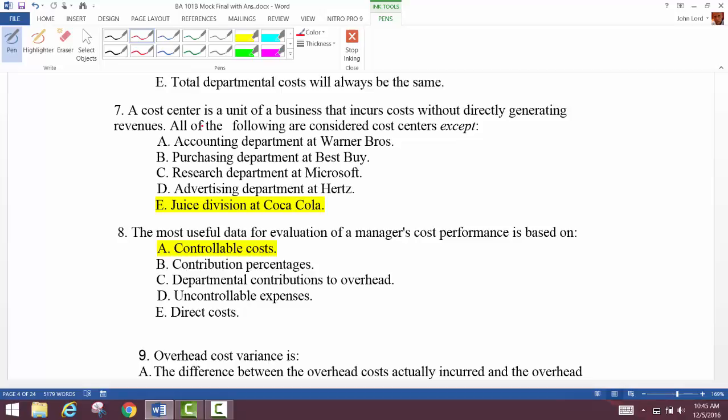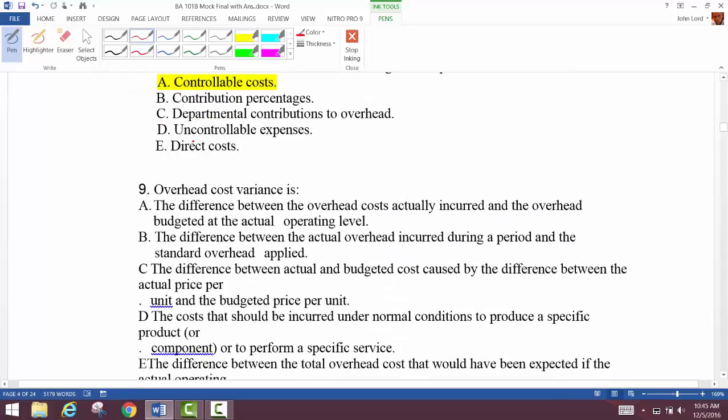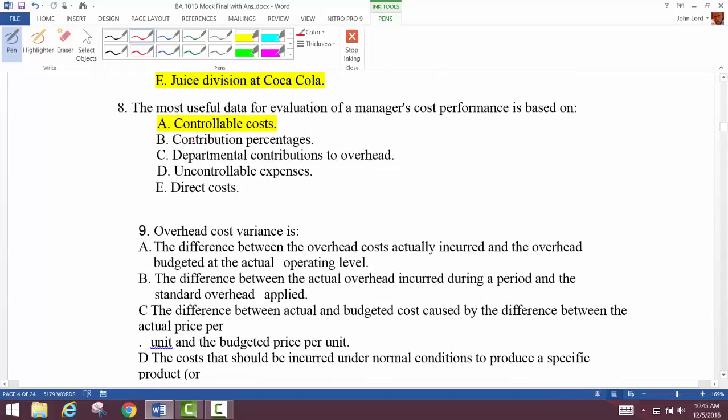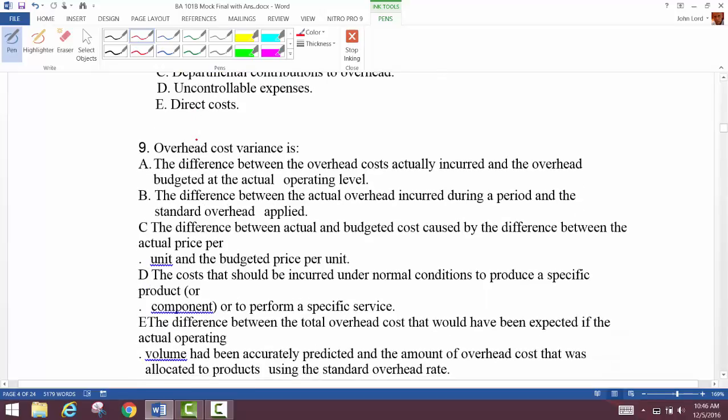Whereas you look at these others, they're not really producing anything. They're trying to help us sell or account for or administer or whatever, right? The most useful data for evaluation of a manager's cost performance is based on controllable costs. That's why the avoidable costs we would consider relevant. The unavoidable costs we would not, because they cannot control those. So it's controllable cost.